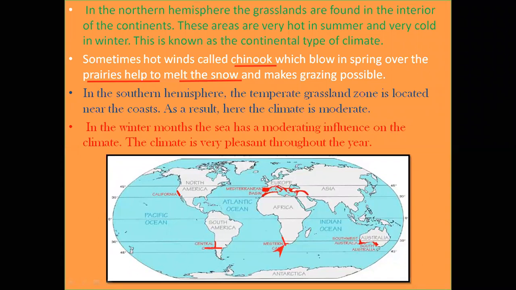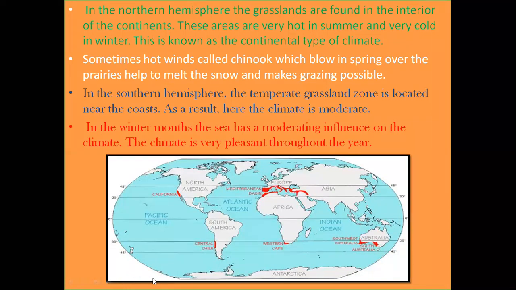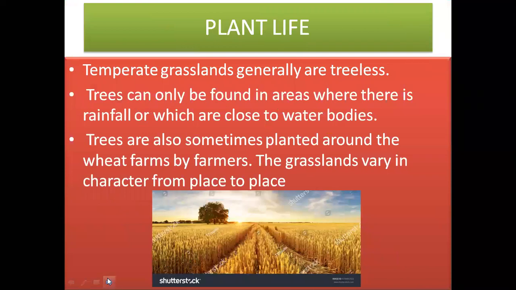In these places the temperature is very moderate, so throughout the year the climate is very pleasant. Why? Because the southern hemisphere is located near the coast, so that's why throughout the year it has a moderate, pleasant climate.